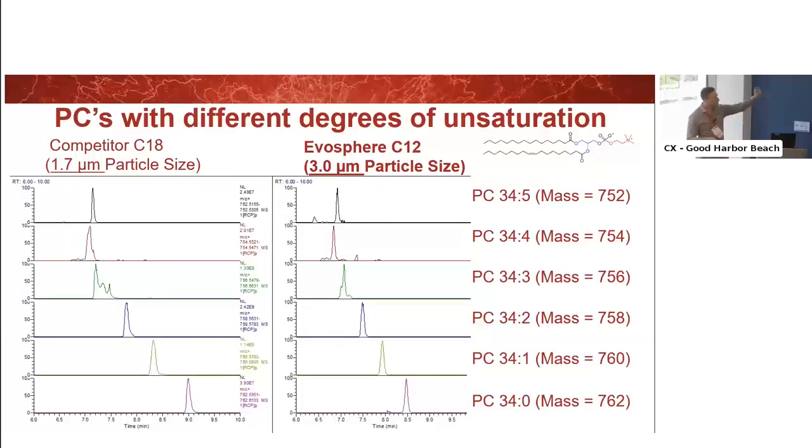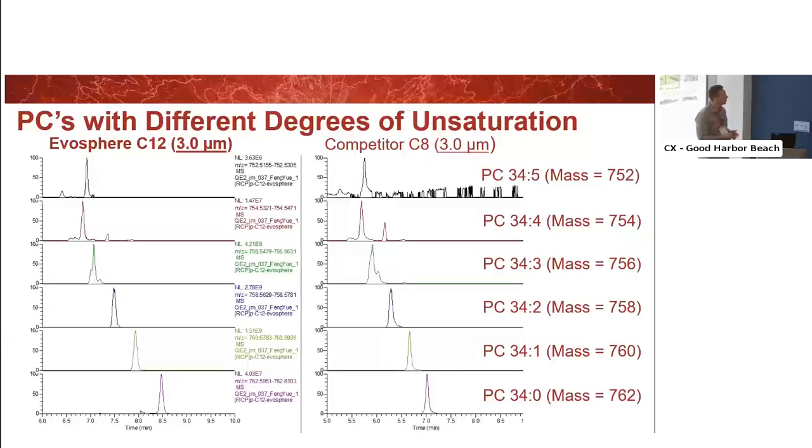So the colon 5 is the number of double bonds, essentially. And you can see just all the way through the line. I mean, this one's a huge one. Look how much better that looks than that. It's a big, big difference. And we're talking about a 3 micron. Again, C8, same thing against the C12. It's just not very usable.